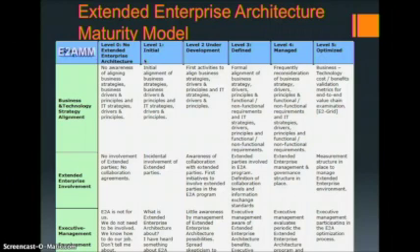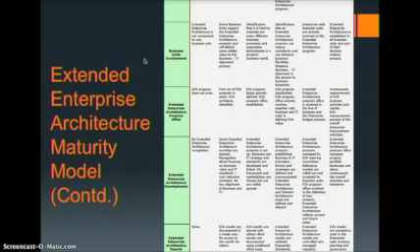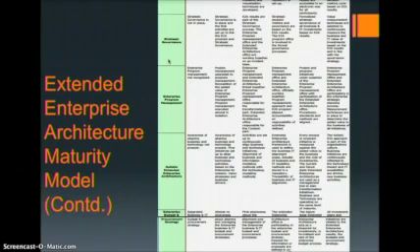We can see that it has several layers here, and this is what is presented as Schekkerman's extended enterprise architecture maturity model.